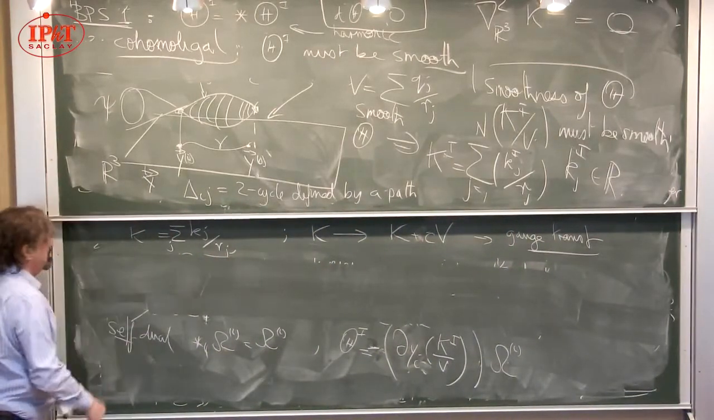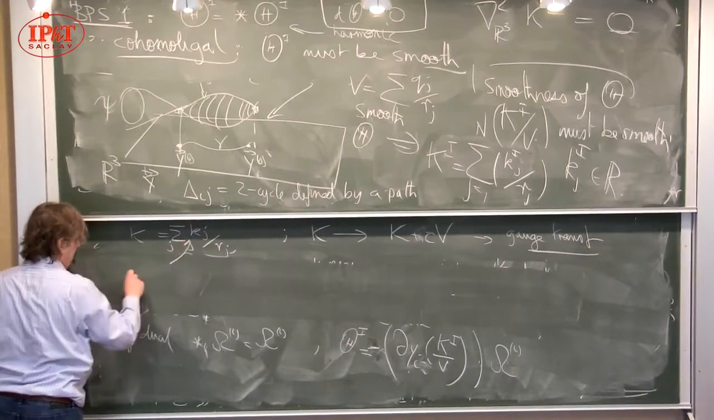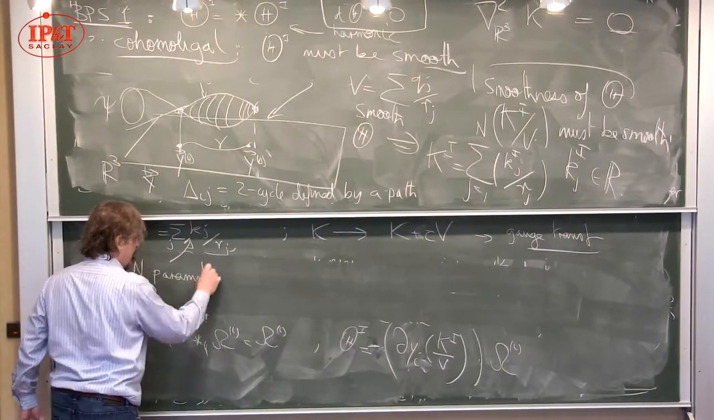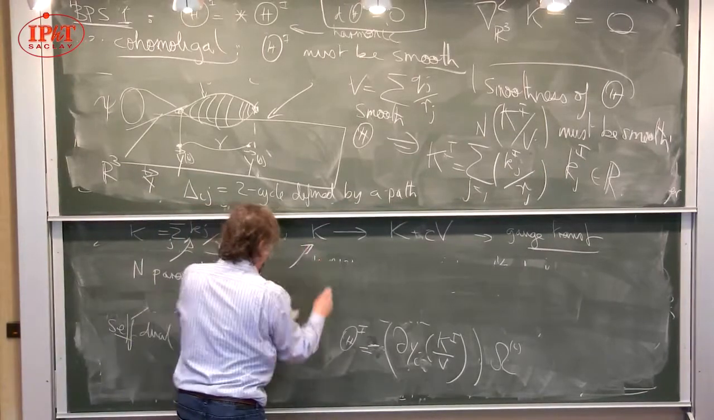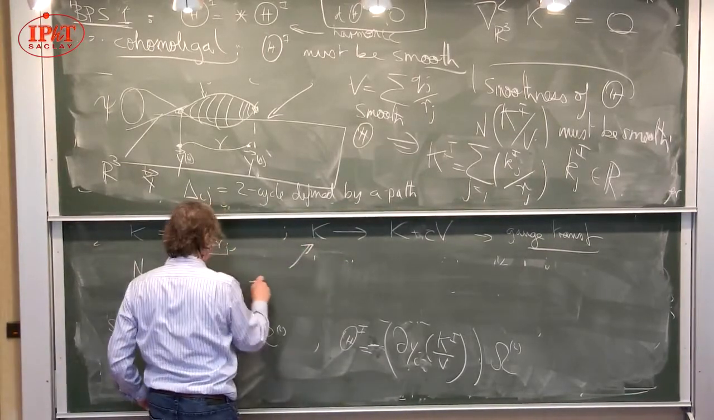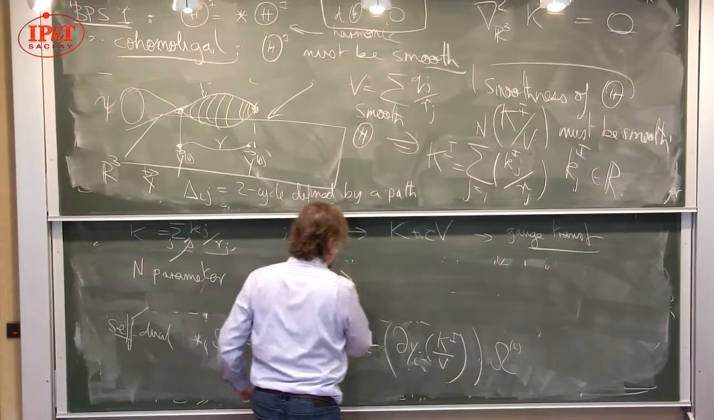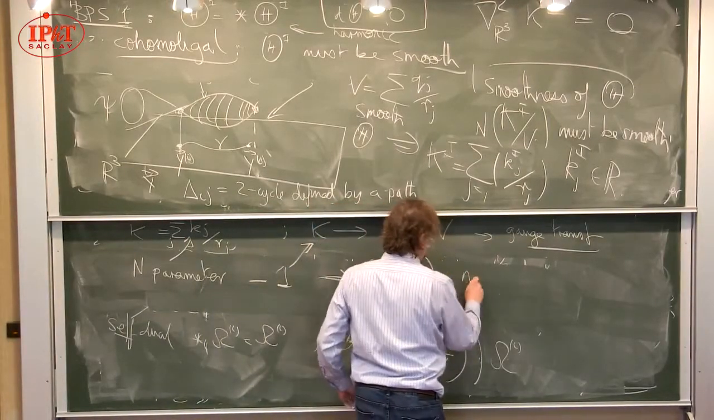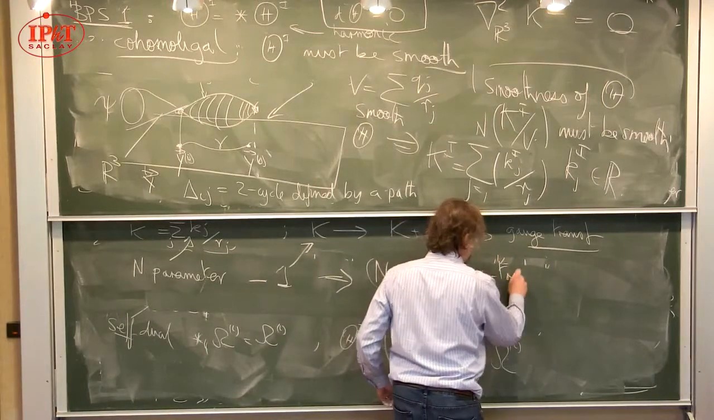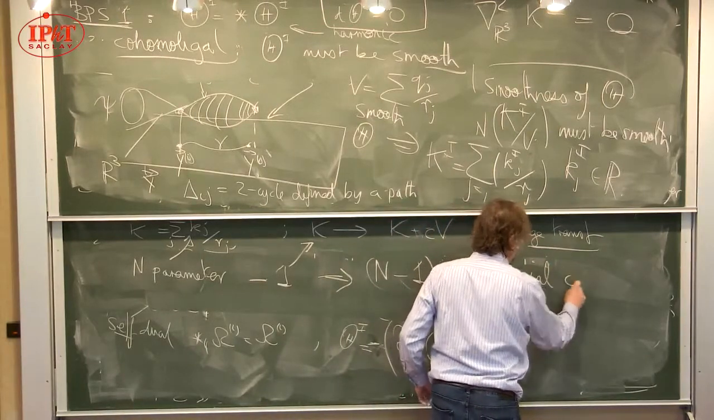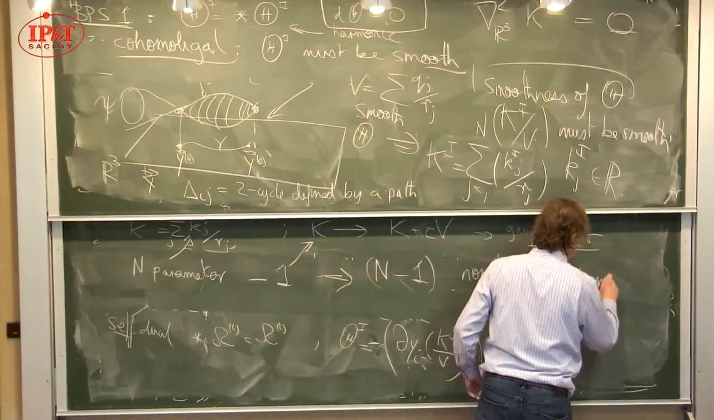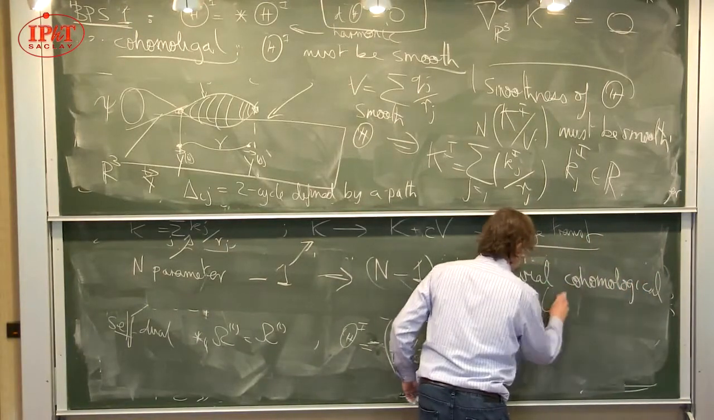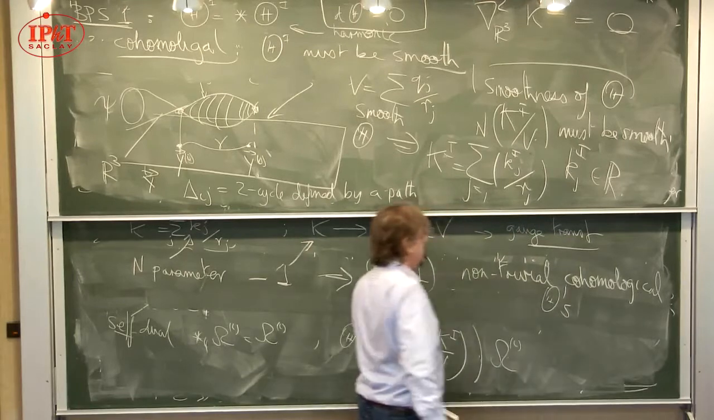Okay, so that means that you have how many parameters here? You have n parameters. But you have one gauge transformation, so minus 1, which means there are n minus 1 non-trivial cohomological thetas. So it's as simple as that.